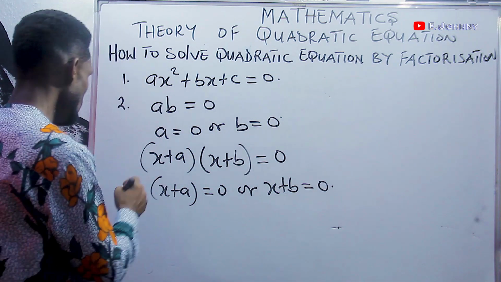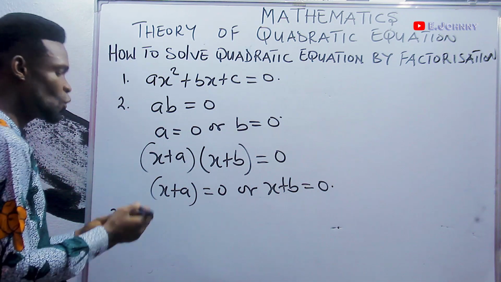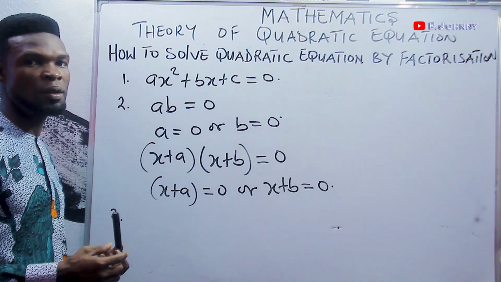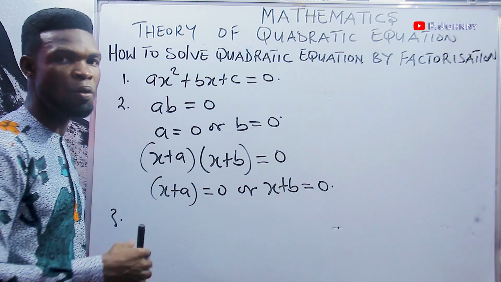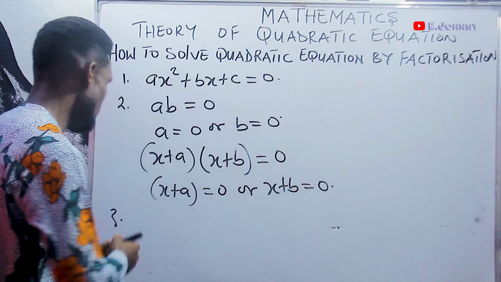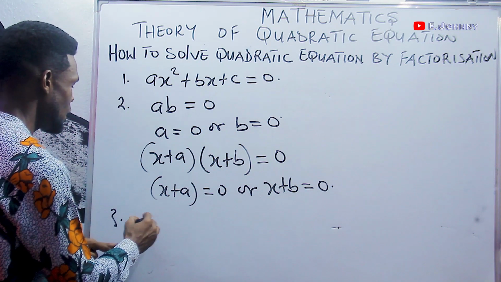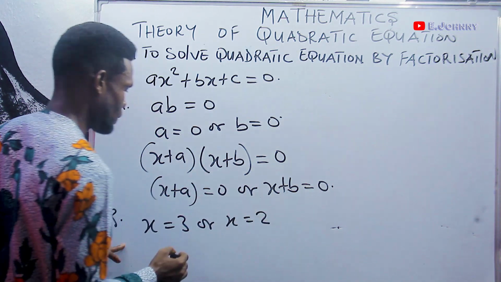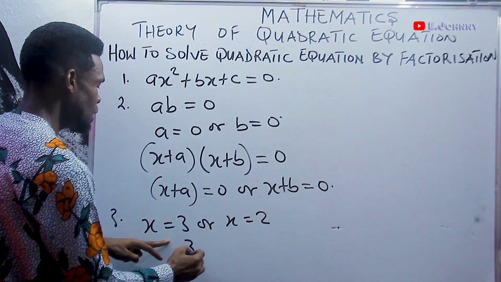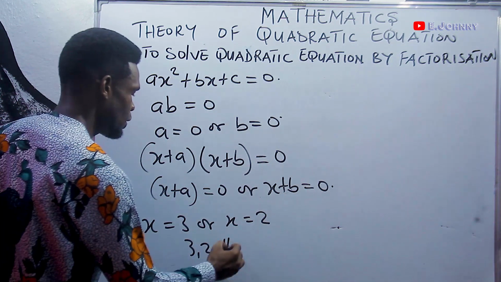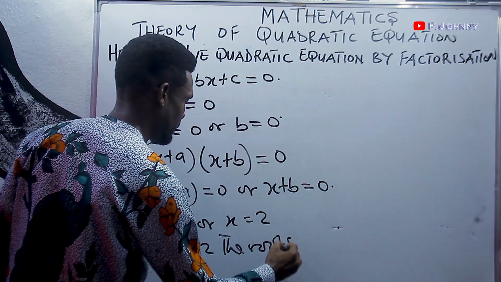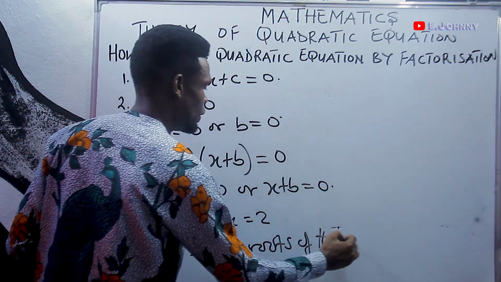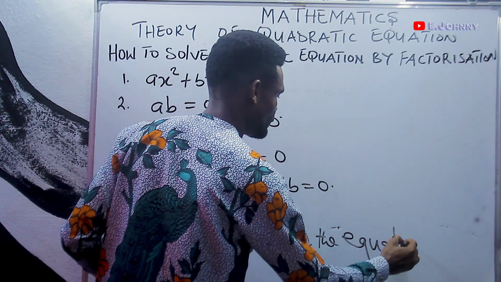Note also that after solving a quadratic equation, the answers you obtain are called the roots of the equation. For instance, if you are finished solving and we say that x equals 3 or x equals 2, then these numbers 3 and 2 are called the roots of the equation.